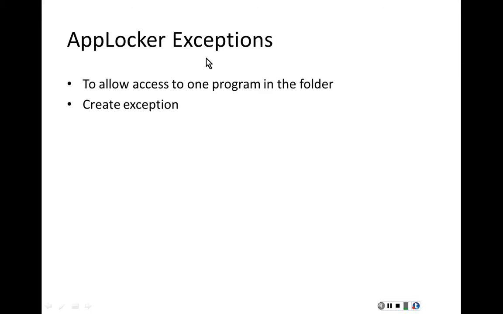AppLocker Exceptions. What if you do want to allow people to access just one particular folder, or one particular file in that folder full of files that you otherwise don't want them to have access to? Now you might say, well then just put that file in a totally different folder. Well, let's say you do want to give them access to one file in a folder which is otherwise blocked. So to allow access to one program in the folder, you create an exception.